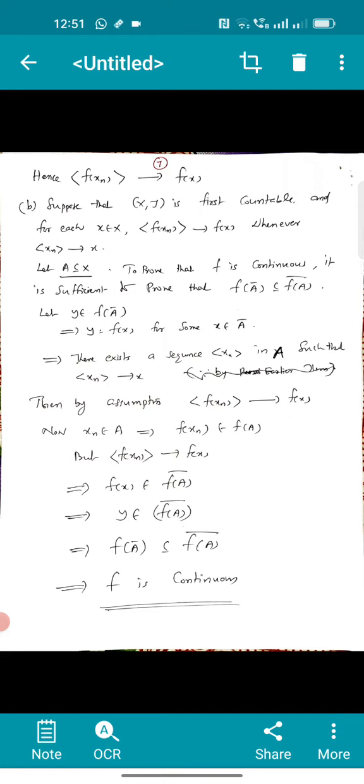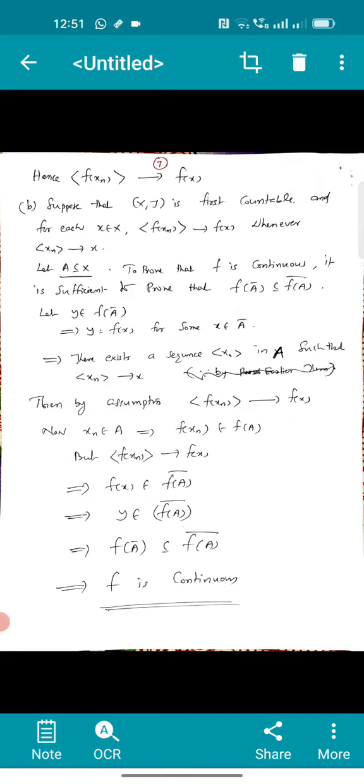And coming to part B, suppose that X is first countable and for each x in X, the sequence f(xn) converges to f(x) whenever the sequence xn converges to x. Let A be a subset or equal to X. To prove that f is continuous, it is sufficient to prove that f(closure of A) is a subset or equal to closure of f(A). Last class we have studied a particular theorem: whenever f is continuous and A is a subset of X, then f(closure of A) is a subset or equal to closure of f(A). That we have proved last class.